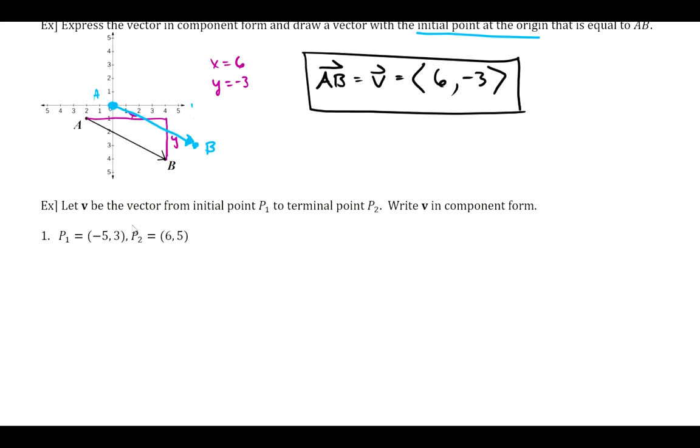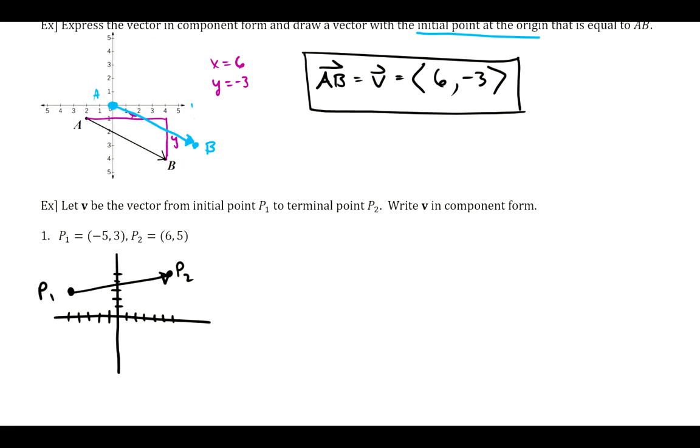It says let V be the vector from initial point P1 to terminal point P2. Let's write it in component form. I can sketch these just like any time in math where we have points. So 1, 2, 3, 4, 5, and then up 3. There's point 1. And then 6 and 5, 1, 2, 3, 4, 5, 6, 3, 4, 5 is there. So there's our vector.